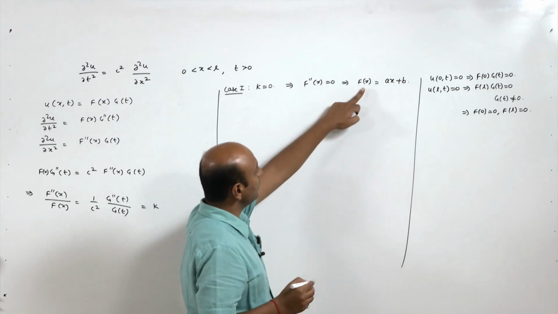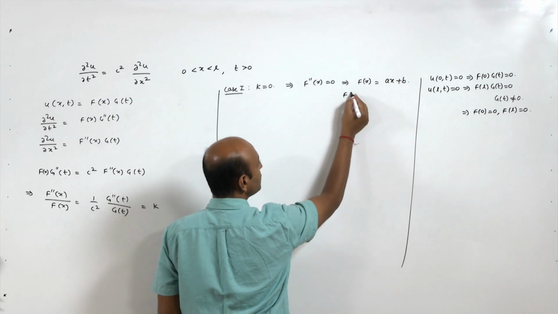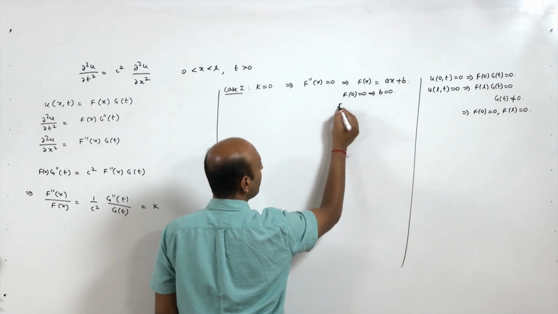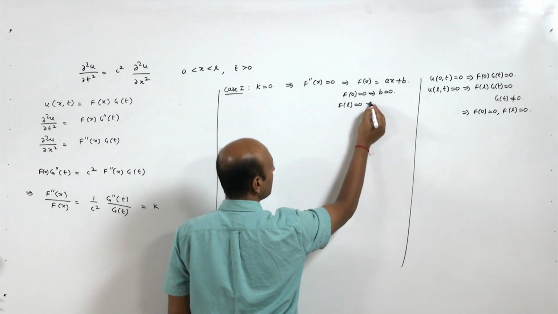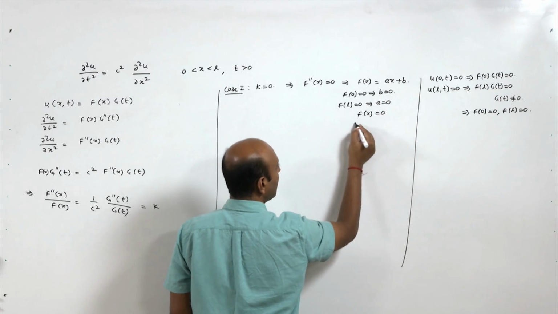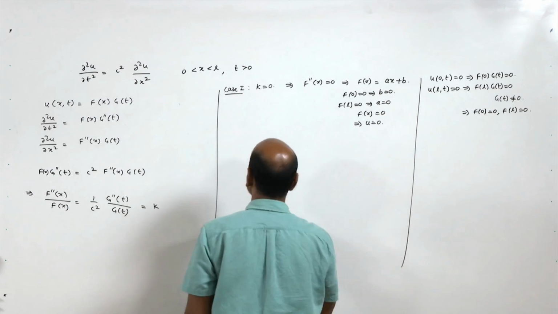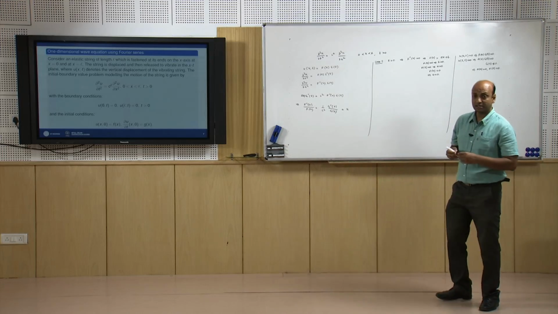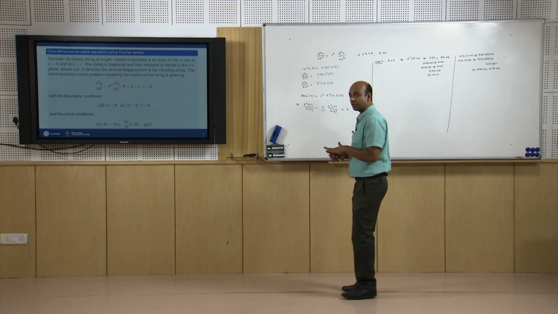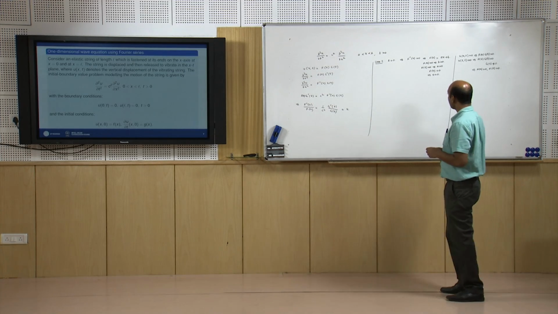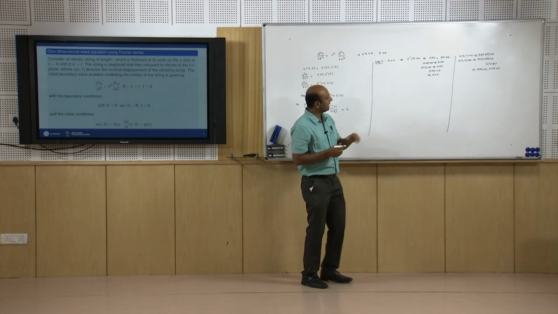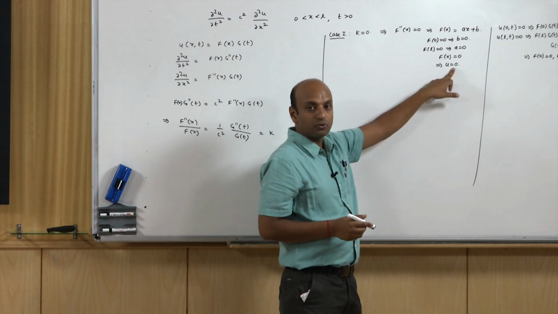Now, when f(0) is 0, applying this over here, this implies b equal to 0, and f(l) equal to 0 implies a equal to 0. So, that means f equal to 0, and when f equal to 0 means u equal to 0, which is of no interest, because we want u as a non-zero function. So, this case is not possible, because if we take k equal to 0, we are getting u equal to 0, which is of no interest.